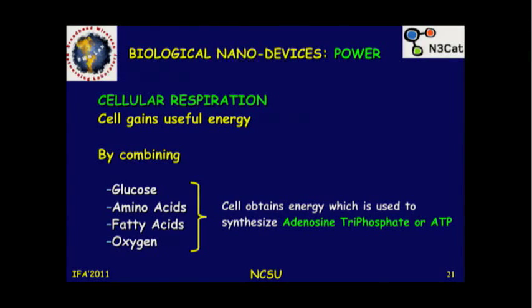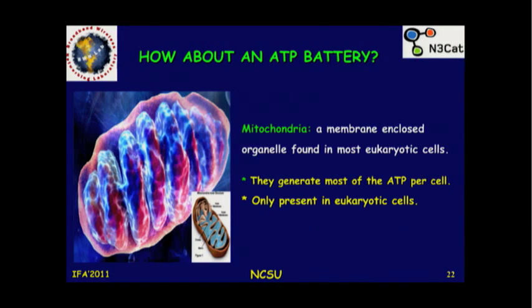So let me go through these separate items again. The cell gains useful energy by combining glucose, amino acids, fatty acids, and oxygen. It obtains energy which is used to synthesize so-called ATP, or adenosine triphosphate. So here is the energy source in the cell. It's under a microscope. That's the typical mitochondria in the human body, in the cell.